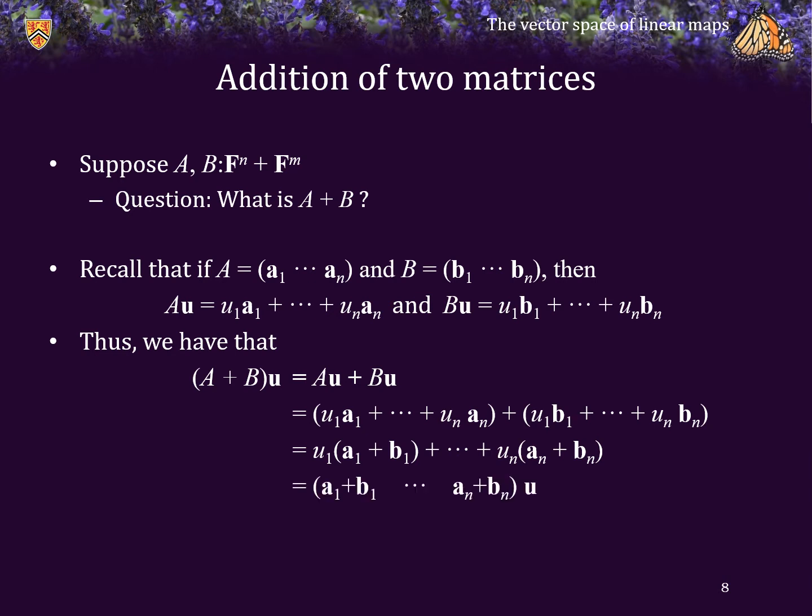Well, this is by definition the matrix, the columns of which are the sums of the corresponding columns of matrices A and B, all multiplied by the vector U. Thus, A plus B sums the corresponding column vectors of A and B, which essentially means it sums all of the corresponding entries of the matrices A and B.